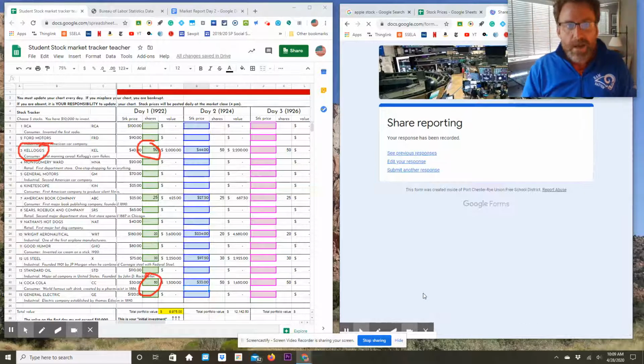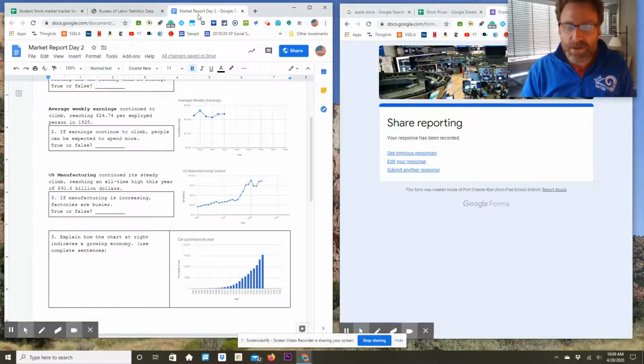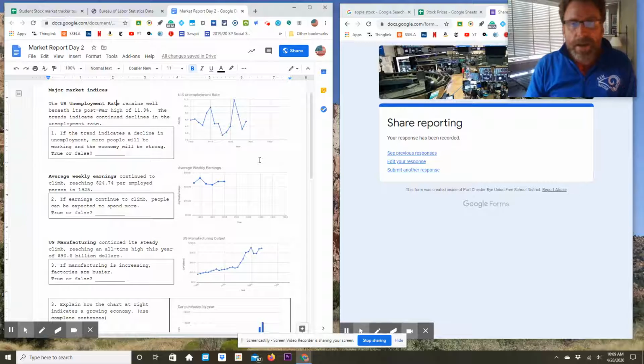Job number 2 done. Now we're going to have job number 3, which is a brief worksheet. All right, so here is your worksheet. Every day the market changes, and every day investors like you get updates on where the market is going. So you can say, is it going to get better or is it going to get worse? All right, so we're going to look at what's called major market indices. What are the indicators of the future?